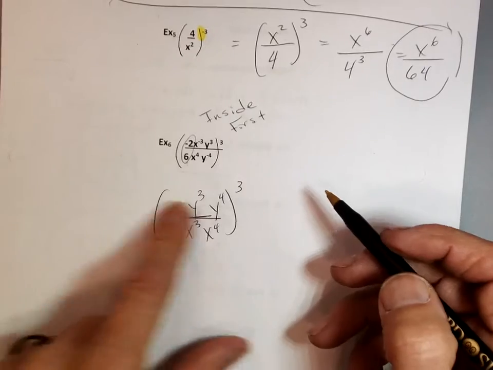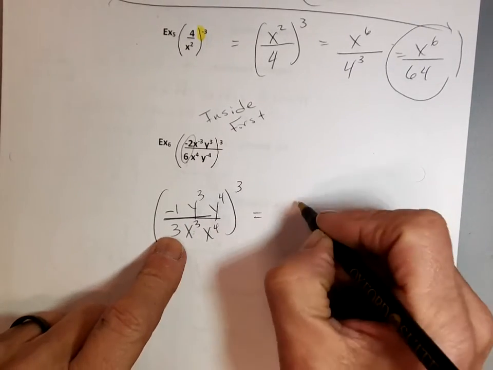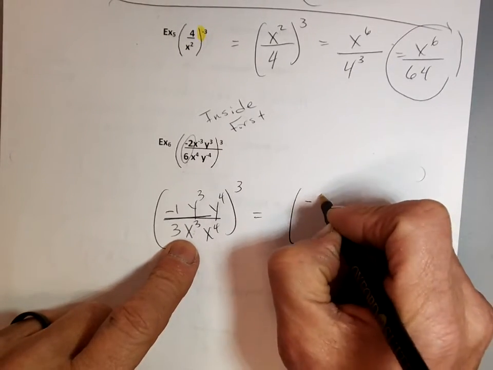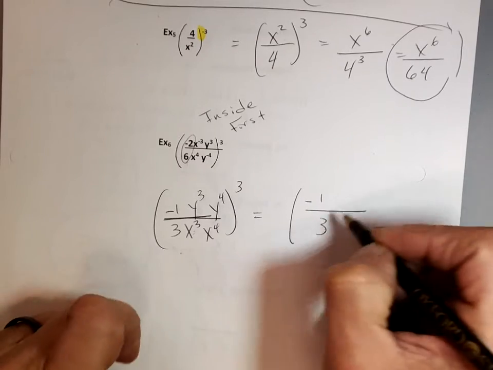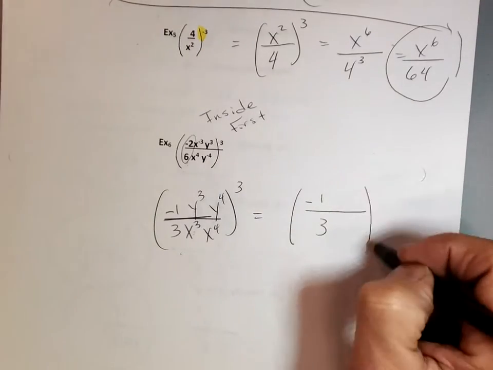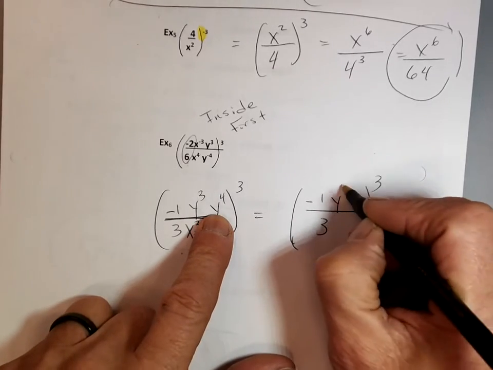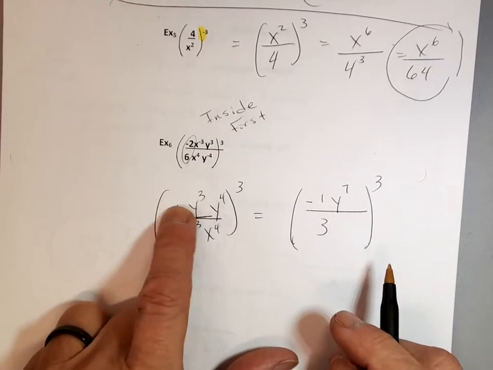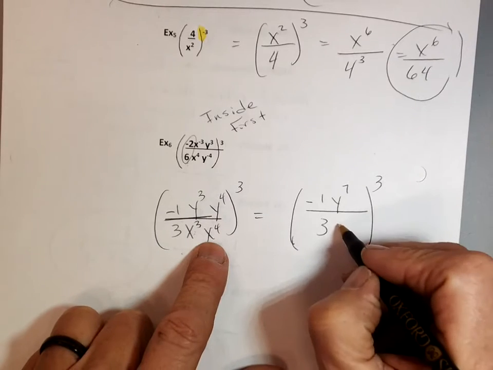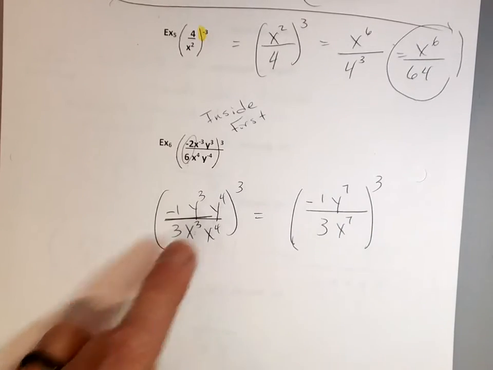Now, let's tidy this up. So I'm going to have, you ready, a negative 1 third, y to the 7th, right? I'm adding exponents, over x to the 7th. I'm adding exponents, right?